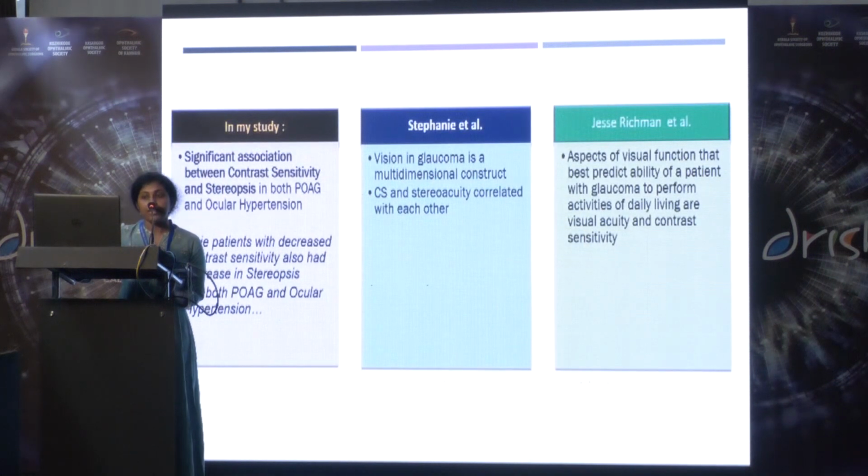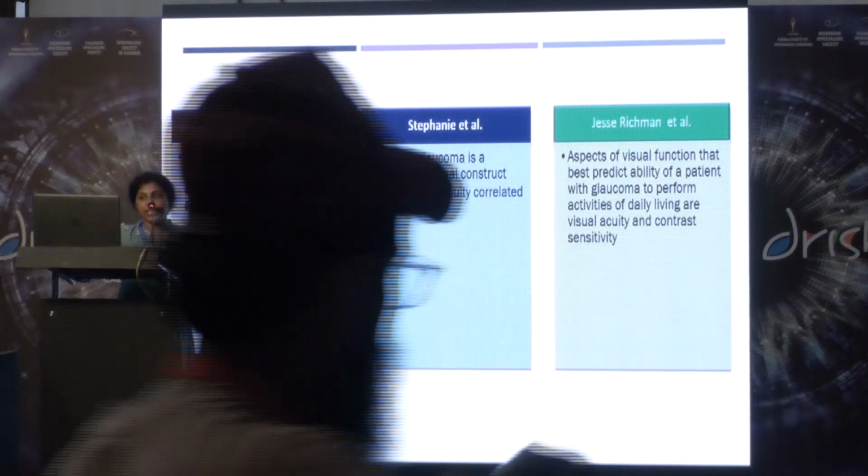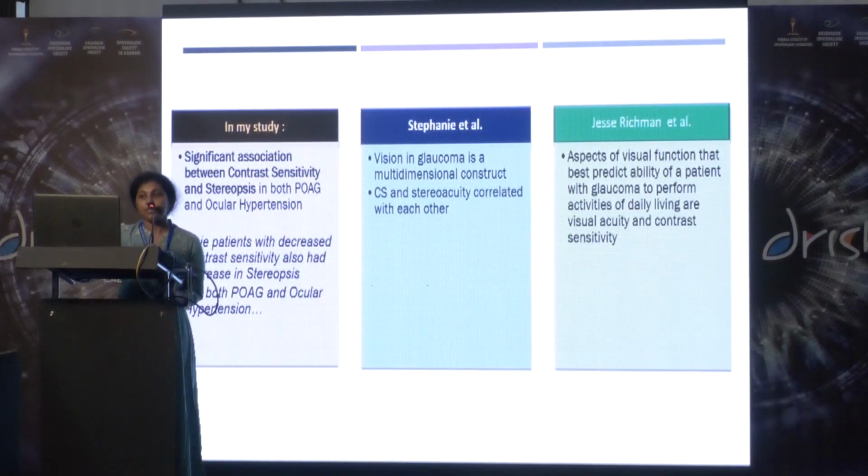In my study, there was a significant association between contrast sensitivity and stereopsis. That is, patients with decreased contrast sensitivity also had a decrease in stereopsis in both POAG and ocular hypertension. This was similar to other studies, done by Stephanie et al., who said that the vision in glaucoma is a multidimensional construct and the contrast sensitivity and stereo acuity correlated with each other.